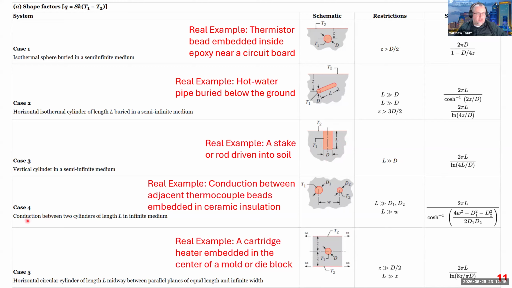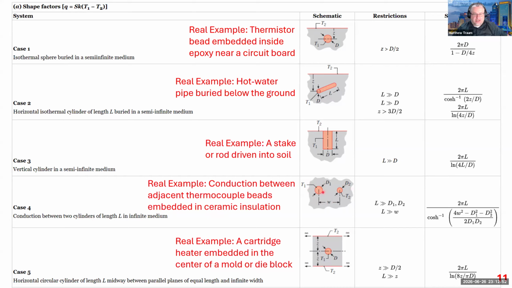This next one, case number 4, is conduction between two cylinders of length L in an infinite medium. So we have two infinite cylinders that are basically communicating thermally with each other. So you can imagine conduction between adjacent cylinders. Huh. Okay. I'm going to fix this one too. Thermocouple beads are not cylinders. Conduction between adjacent thermocouple beads. I don't know where that came from. I must have imagined late at night in my sleep deprived state that these were spheres.